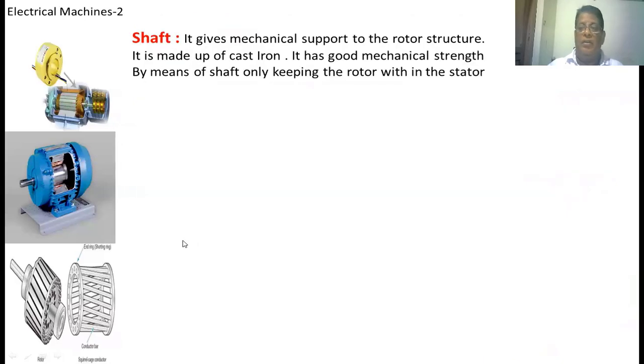Shaft. The rotor core is placed on the shaft. It has a good mechanical strength. It gives mechanical support to the rotor structure. It is made up of cast iron. By means of a shaft, we are keeping the rotor within the stator.